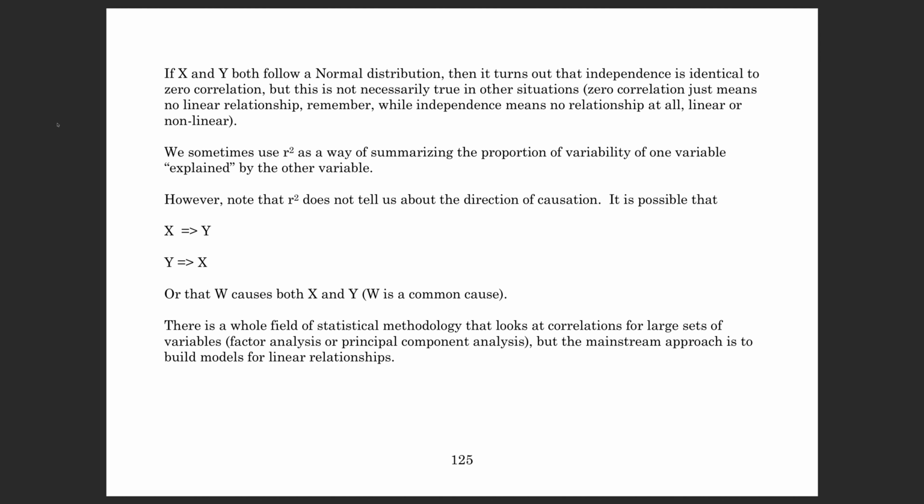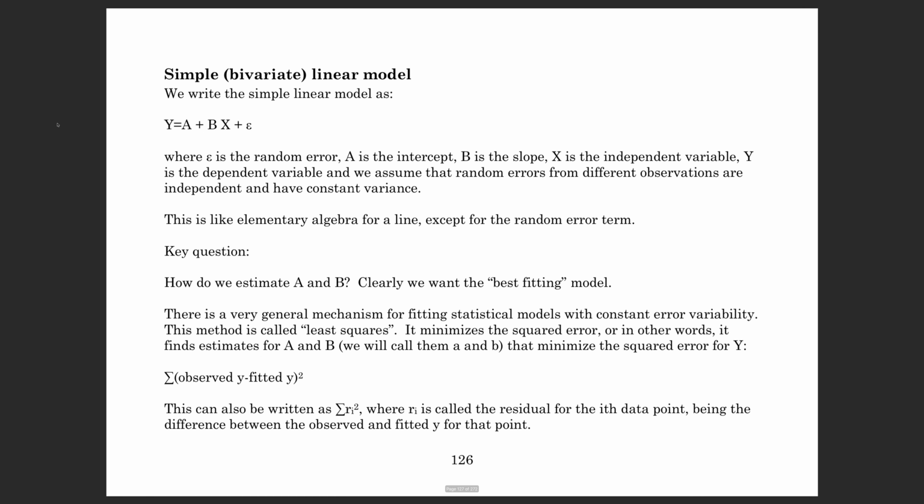Now, there's a whole field of statistical methodology that looks at correlations for large sets of variables. It's usually called either factor analysis or principal component analysis, but the mainstream approach is to build models for our linear relationships. So we're going to start with the simple linear model, the simple bivariate linear model. We're going to write that simple linear model as y equals a plus bx plus epsilon.